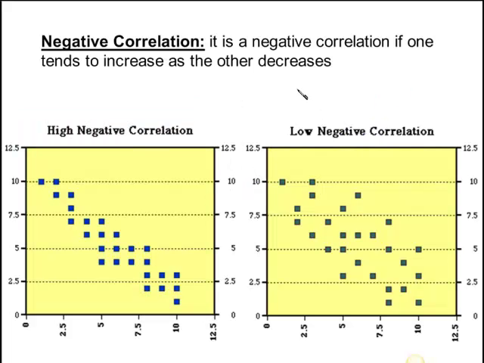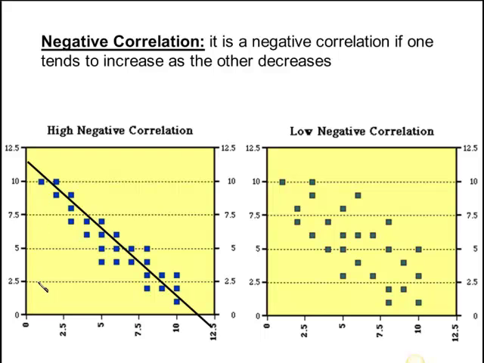Negative correlation is when one is increasing as the other decreases. So this looks like a decreasing line. Again, we can fit a line to this data, and our line would be decreasing with a negative slope, and we'll talk about that as we get into writing equations for these lines. But notice, as the x values are increasing, the y values are getting smaller.